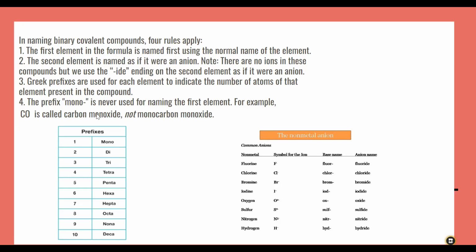The 4th rule, the exception, is if the first element is only 1 atom, like CO. You name the first element, carbon. The second element's IDE name is oxide, which is here. Then the prefix: if the first element is only 1 atom, don't use the prefix on it. You write the second element with its prefix. So this is carbon monoxide.